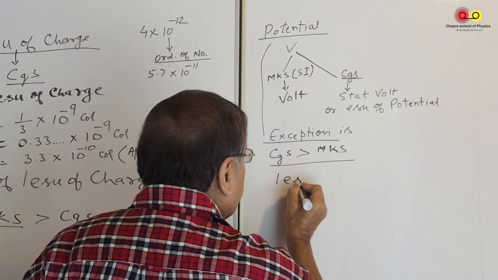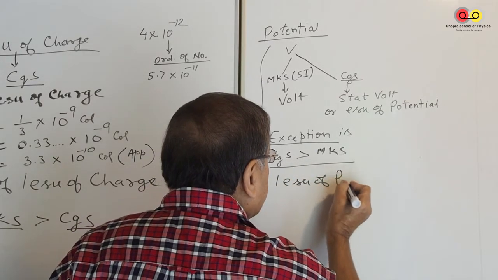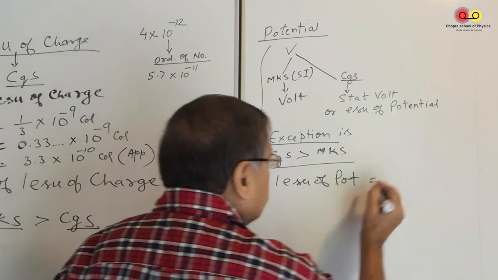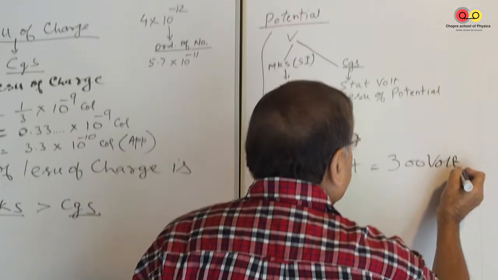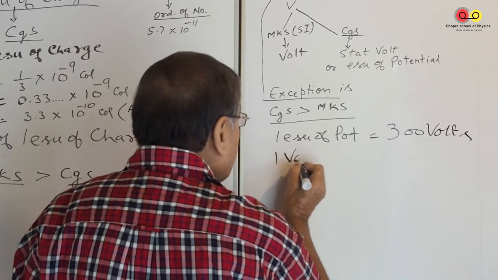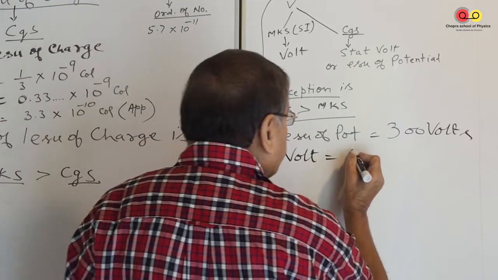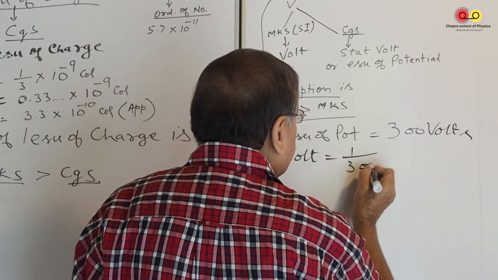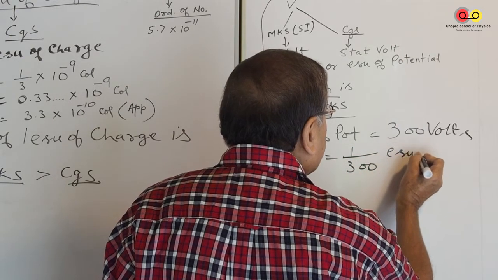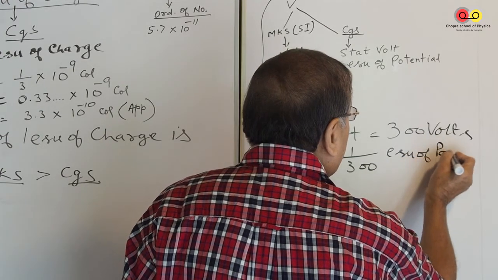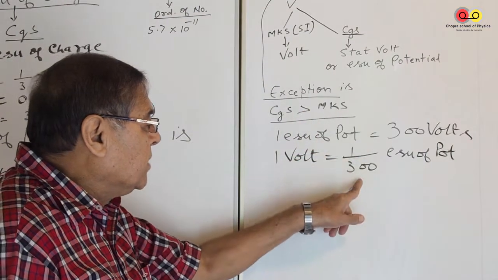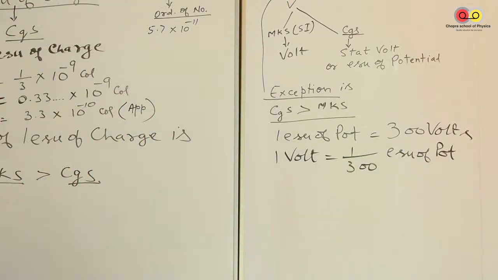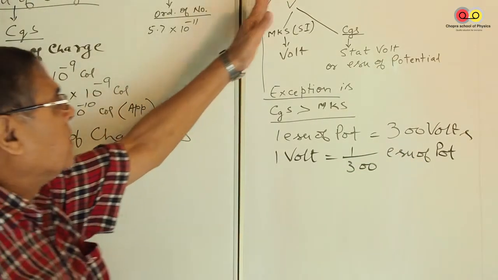One electrostatic unit of potential is 300 volts and 1 volt is 1 over 300 electrostatic unit of potential. So 1 ESU of potential is 300 volts and 1 volt is 1 by 300 electrostatic unit of potential. So this is regarding potential.